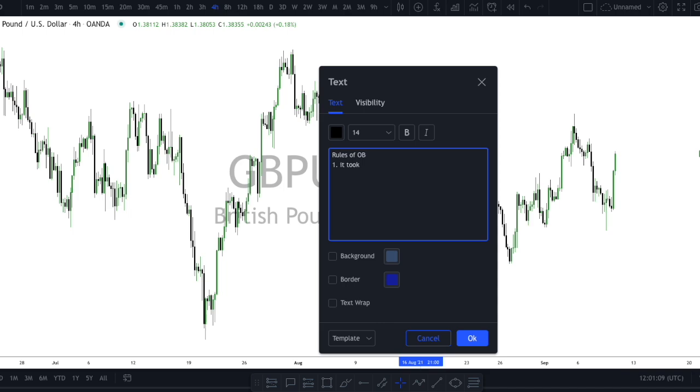Just like I said, this particular class is going to be in a series. This is episode 1, and we're still going to have so many episodes. In each episode, I'm going to be showing you different dimensions of order blocks that you can trade. So, number 1, it took out liquidity. Number 2, it has an impulsive move.